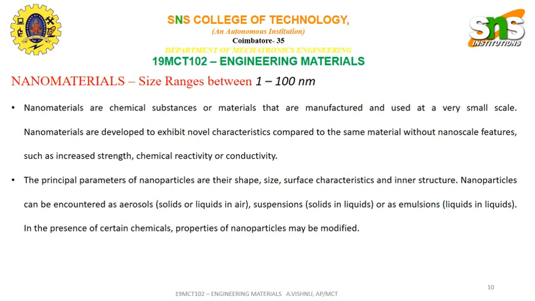Nanomaterials. A material whose size ranges between 1 to 100 nanometers is called a nanomaterial. These nanomaterials are a chemical substance or a material that is manufactured and used at a very small scale range.